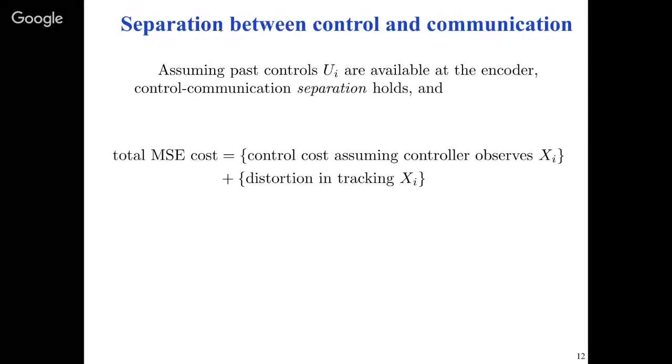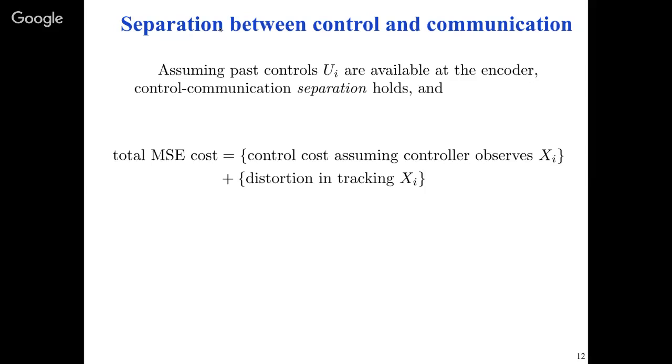The nice thing about this is that the first term here is very well understood by control theorists. Here, the controller has direct access to system state, and so there are no rate constraints involved. This is a classical problem in stochastic linear control, which people have a very good understanding about. And then the second term here is the information-theoretic term. This is distortion in tracking this system state. Of course, this only holds assuming that past controls are available at the encoder. This is an important assumption throughout the talk, which ensures that this separation holds and which ensures that we do not need to worry about the encoder affecting the future state of the system.